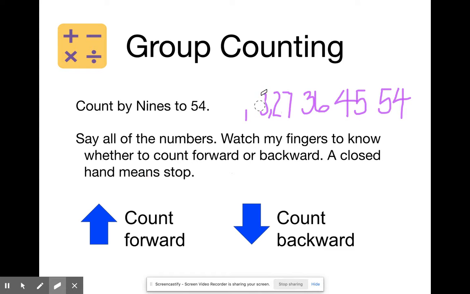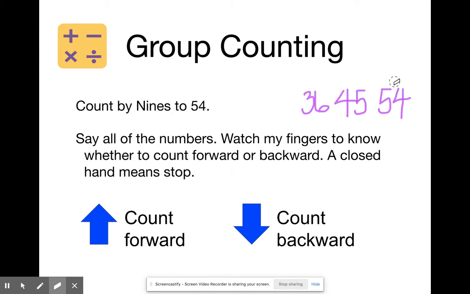I'm going to take off the first two, but in this case, since we're counting backwards, the last two. Everybody with me, starting at 54, we're going all the way to 9. Everybody, 54, 45, 36, 27, 18, 9.